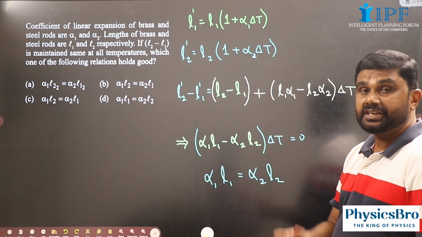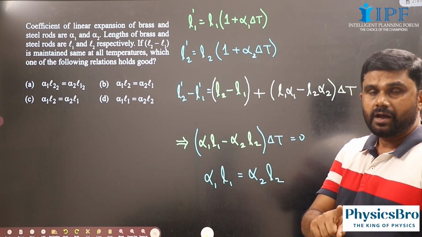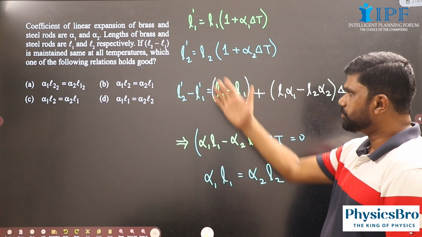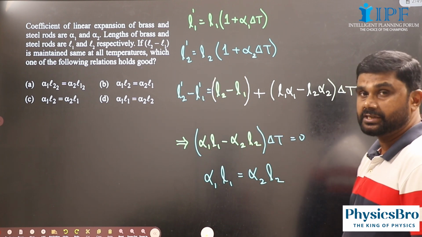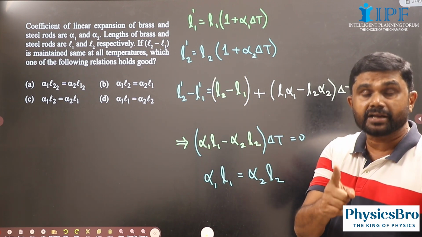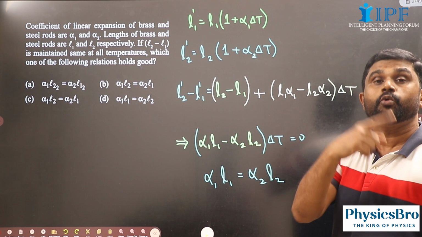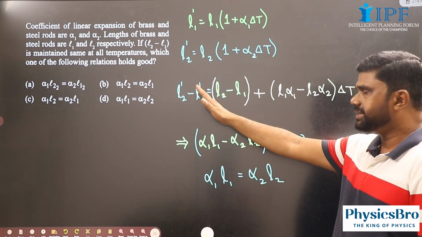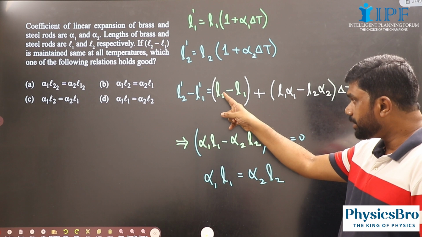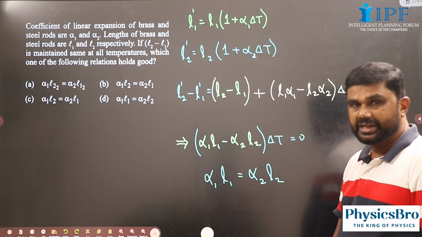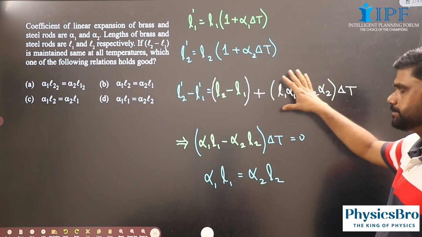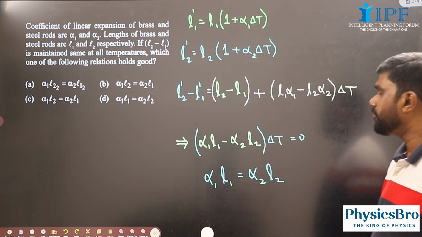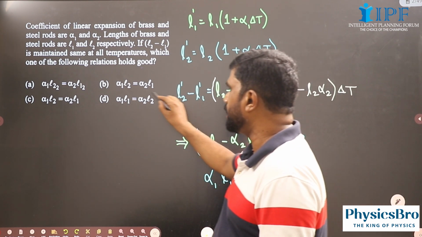Okay, so consider the difference in length after both the rods are heated through the same temperature. L2 dash minus L1 dash is the same as the difference in their original length, meaning L2 minus L1. See, L2 dash minus L1 dash is equal to L2 minus L1, which means this term must be 0. So we can equate this to 0, and we will get alpha 1 L1 equals alpha 2 L2.